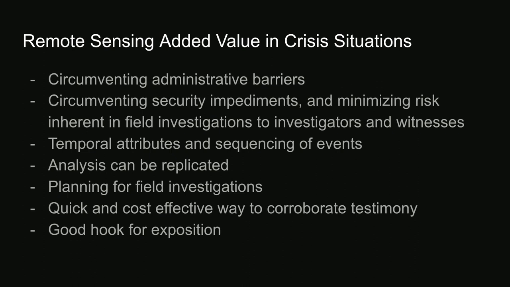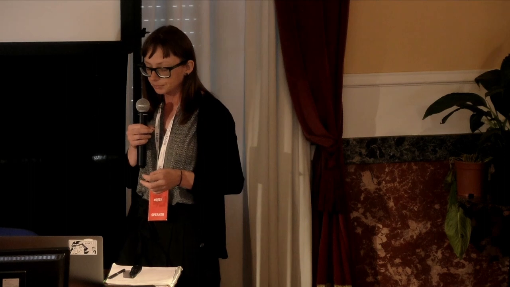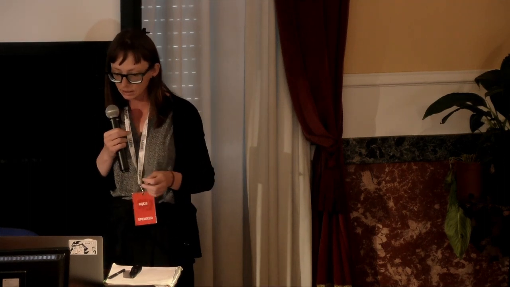We also use it sometimes at Amnesty for planning our field investigations because we do take a lot of time sometimes before we put out reports. So we'll use the satellite imagery to see areas where there's a lot of activity or a lot of villages have been burned or a lot of IDPs or refugees are located. And we will plan our investigations accordingly. We also think the satellite imagery is a fairly quick, fairly cost-effective way to corroborate testimony. And then, of course, the pretty picture. No one's convinced by words, but if you show them a picture and tell them what's on the picture, then they're pretty good.